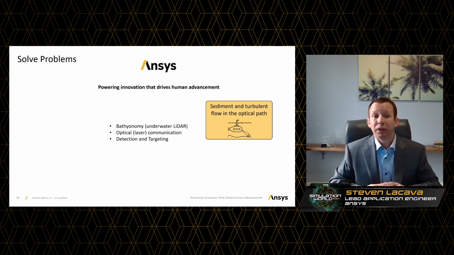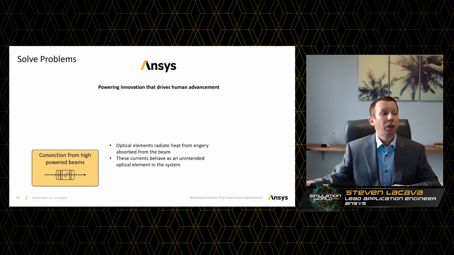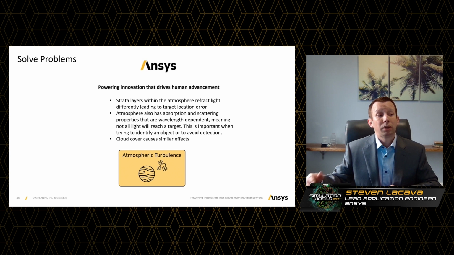Underwater examples, whether it be laser communications or bathymetry, which is effectively underwater LiDAR to get high resolution elements around, like, say, bridge footings or something of that nature. Convection of high-powered beams, when you're looking at, like, say, a cutting laser or additive manufacturing, that heat will build up in the lens. It's not perfectly transmitting, and that's going to actually radiate, causing basically a turbulent flow or convection currents between the lenses. That acts like an optical element in the system that was unintended. We can actually model those elements now and solve for them.